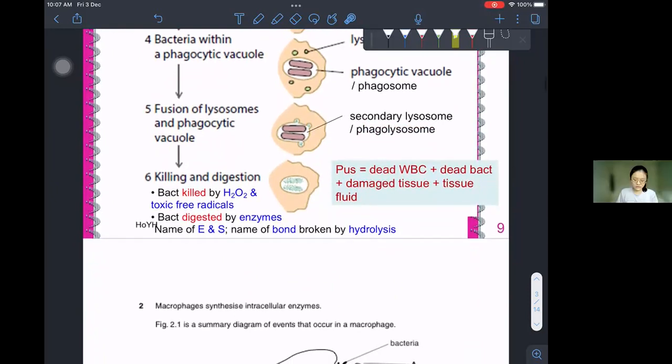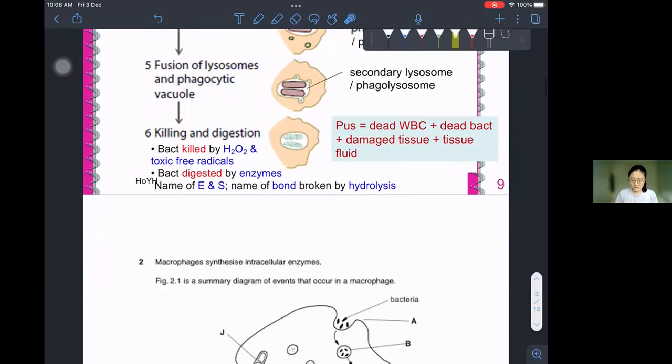The last step of phagocytosis is killing and digestion. The killing is done by hydrogen peroxide and toxic free radicals, whereas the digestion is done by enzymes, for example protease, which can break the bonds in the bacteria so that it can also kill the bacteria.